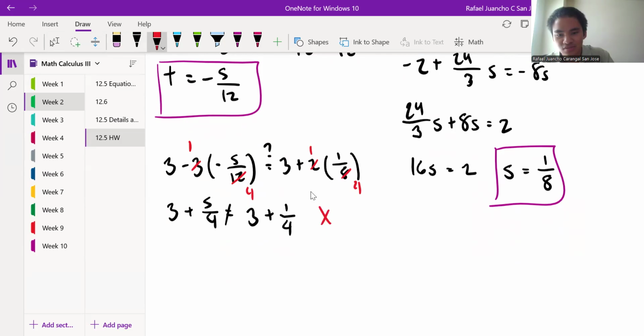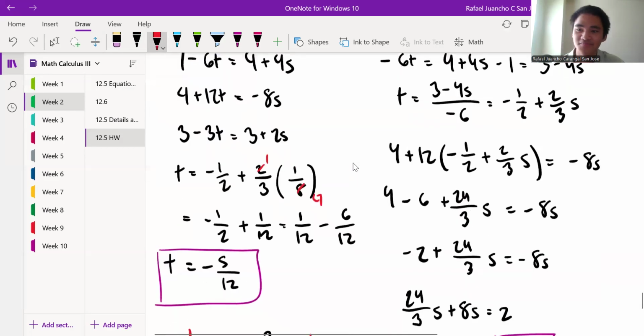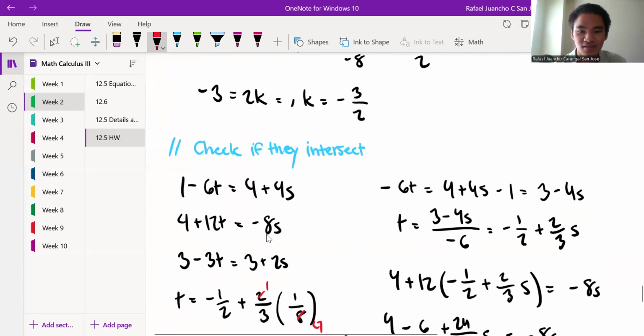So again, no intersection. 3 plus 5/4 is different from 3 plus 1/4. I couldn't even be bothered to solve it. But they are parallel. Don't get me wrong. So yeah, my intuition was right.